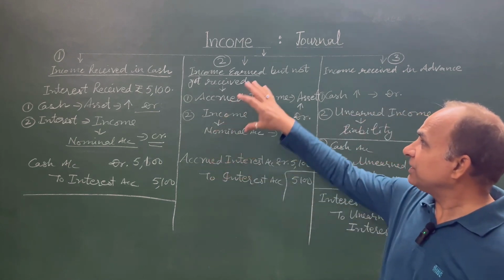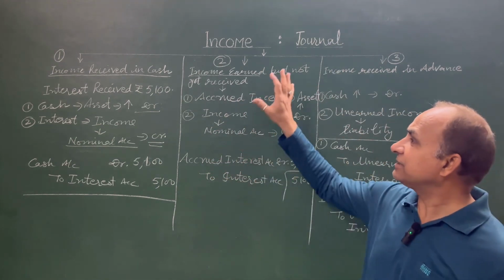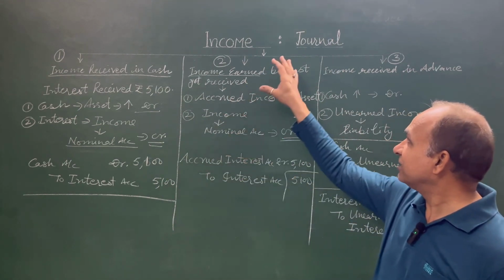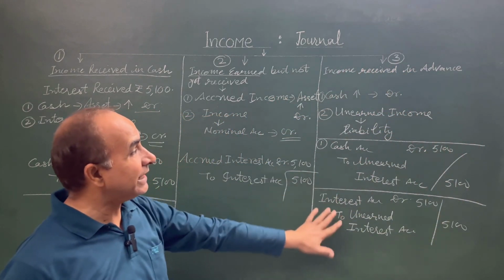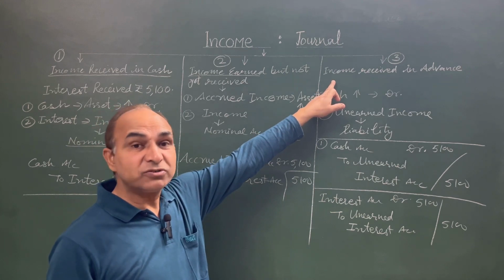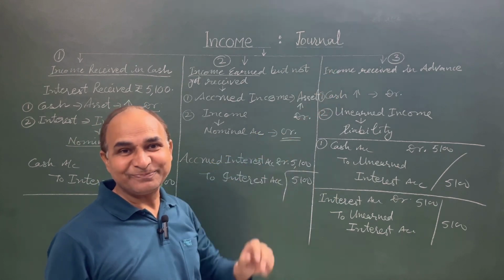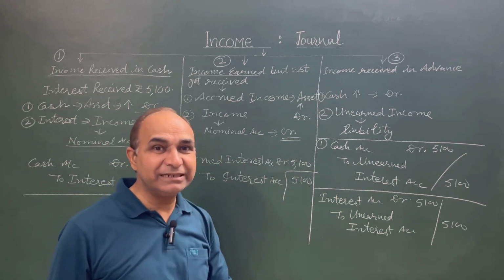In that case, you will be able to pass any journal entries relating to income received in cash, income earned but not yet received, and income received in advance, which is also termed as unearned income. I think the concept is clear to you.